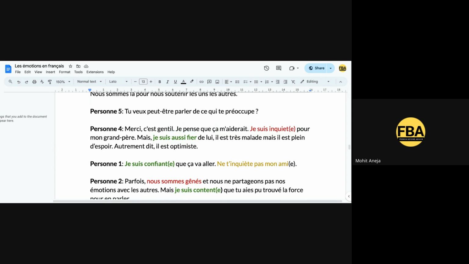Je suis inquiet pour mon grand-père. Je suis inquiet. I'm worried for my grandfather. Oui, mais je suis aussi fier de lui. Il est très malade, mais il est plein d'espoir. I'm also proud of him. He is very sick, but il est plein d'espoir. Plein d'espoir means hope. Oui, très bien.